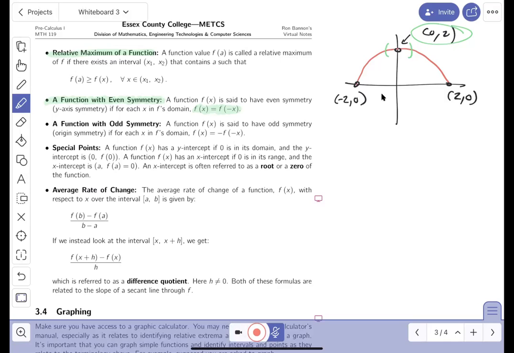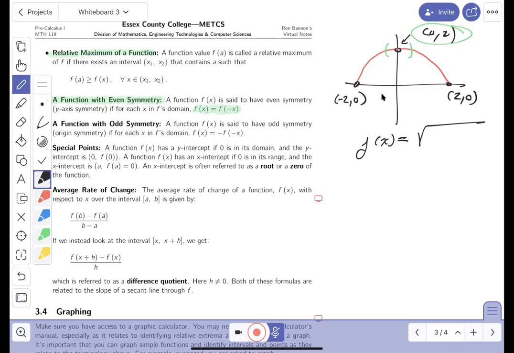So this is a good example, the picture I have over here, of a problem that's even symmetric. And what I mean by that, I'll write that down for you. f of x was equal to 4 minus x squared. My claim is over here. It's the same thing as f of minus x.